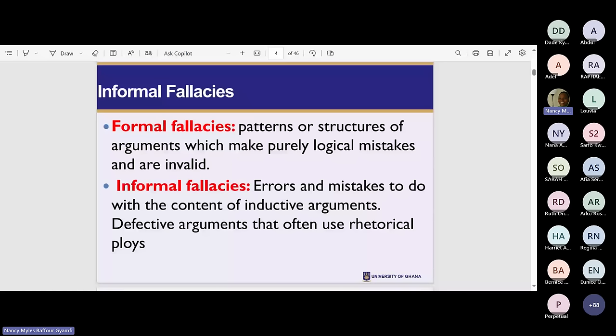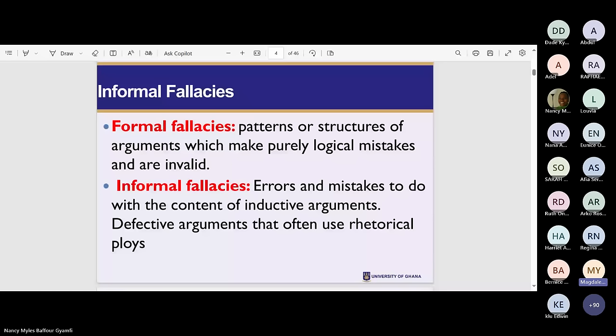So let me ask your colleague, Magdalene, to read informal fallacies. Magdalene, please read for us. Rooney, be on standby. Okay. Informal fallacy. Formal fallacy. Sorry, my dear. There's an ambiguity in my instruction. Just read the informal fallacies in red. Just that, and let's move on.